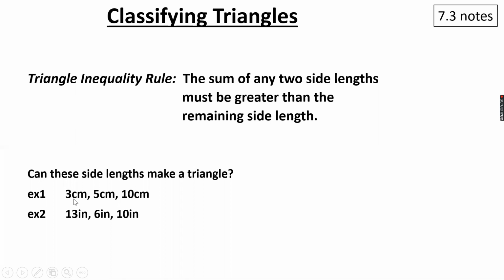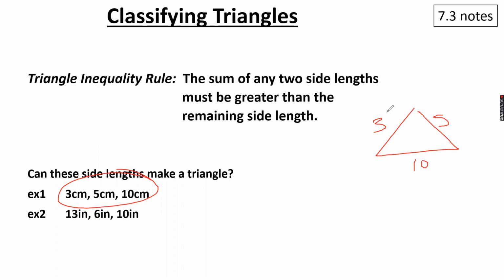For example 1, we have 3, 5, and 10. So picture you have pencils or straws or something like that that are 3 centimeters, 5 centimeters, and 10 centimeters. You have one of each. When you put those together, that's going to make your triangle. We're going to see if these three side lengths could make a triangle. So we're saying that this side is 3, this side is 5, and this side is 10.